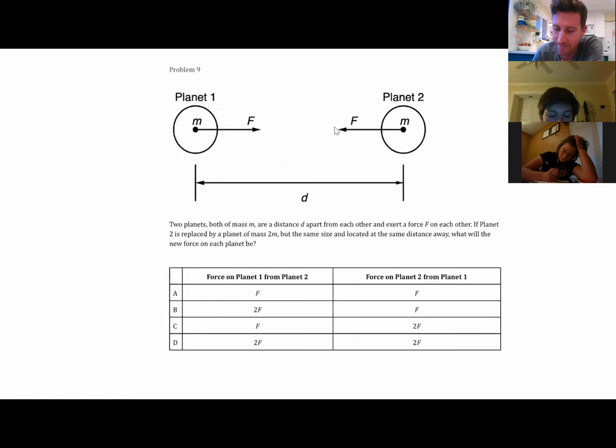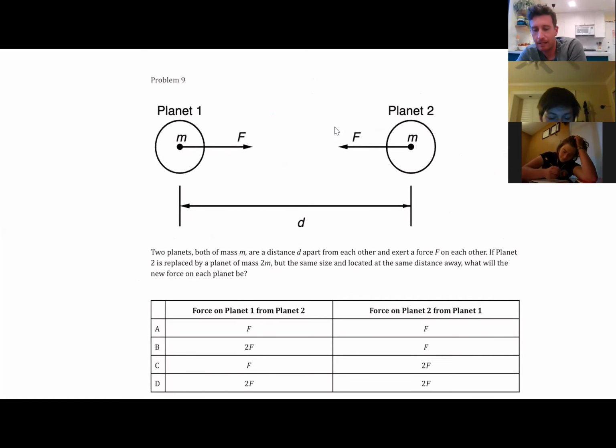All right, 9. Two planets, both of mass m, are a distance d apart from each other and exert a force F on each other. If planet 2 is replaced by a mass 2m, so planet 2 becomes 2m instead of 1m, but the same size and located at the same distance away, what will the new force on each planet be? So the first thing to remember is that every force has an equal and opposite force. The force of planet 1 on 2 is equal to the force of planet 2 on 1.